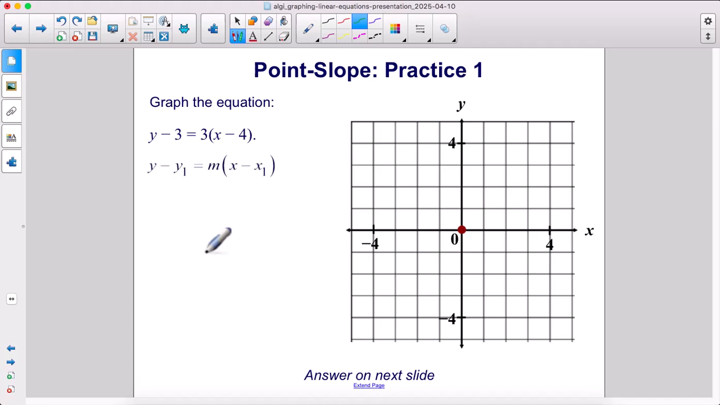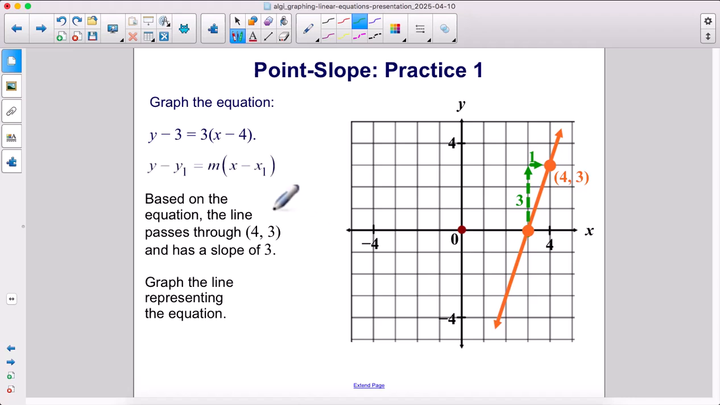Graph the equation y minus 3 equals 3 times x minus 4. Based on the equation, the line passes through the point 4, 3 and has a slope of 3. So therefore, we're going to plot this point. So 4, 3, that point's definitely on the graph, and we have a slope of 3. So what we can do is rise 3 over 1, but then we're off the graph. The other thing we can do is go down 3 to the left 1 and find this point down here, and then connect the dots.